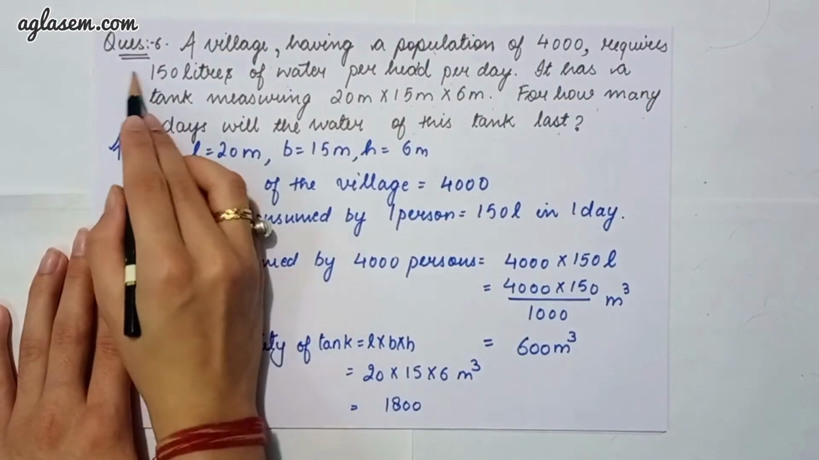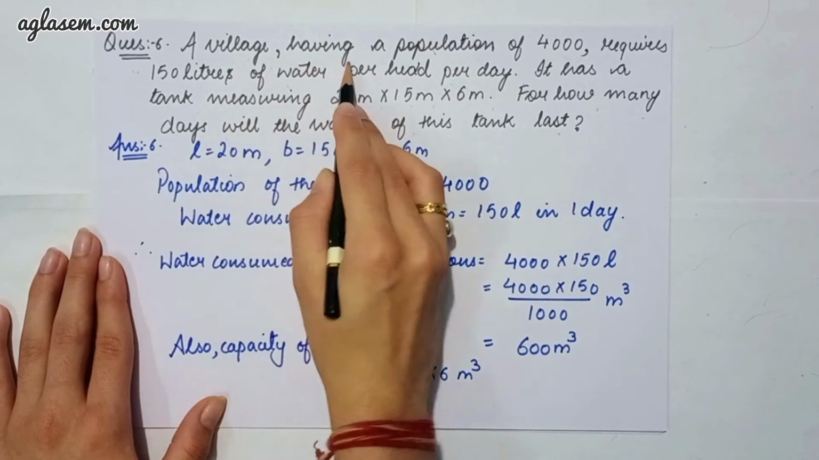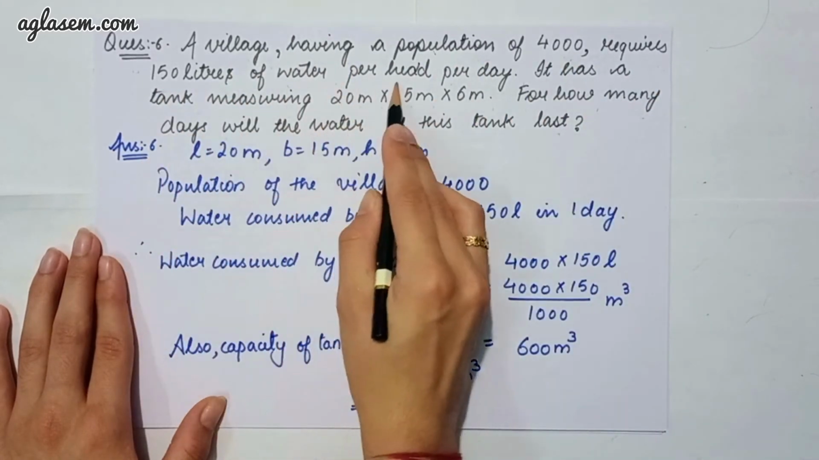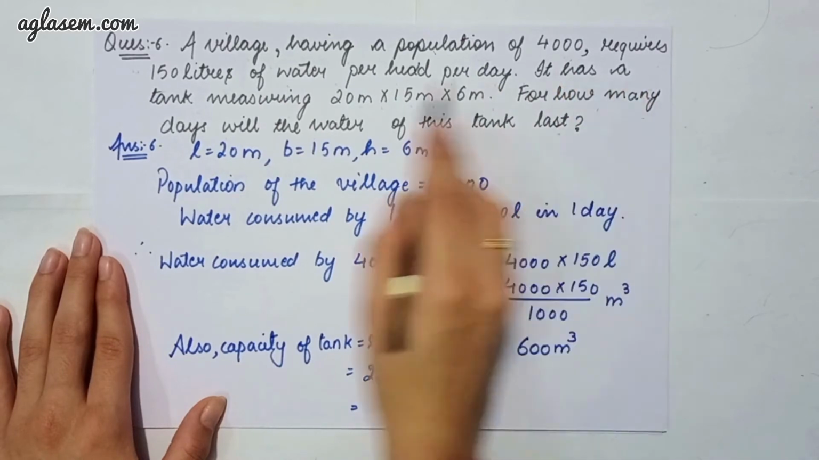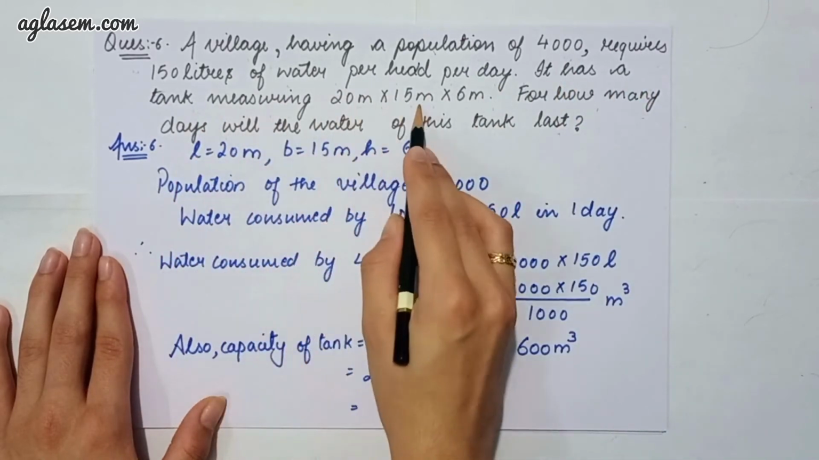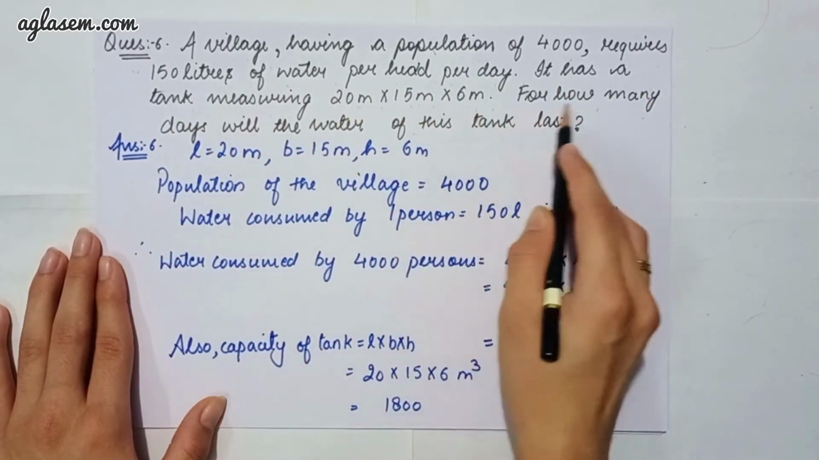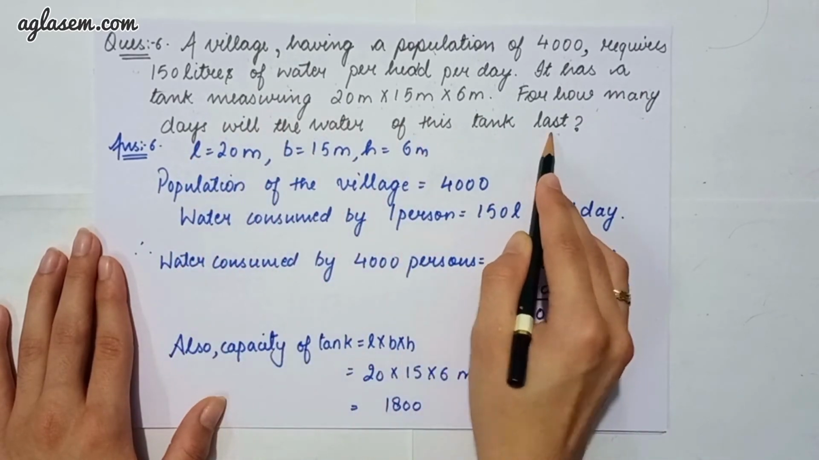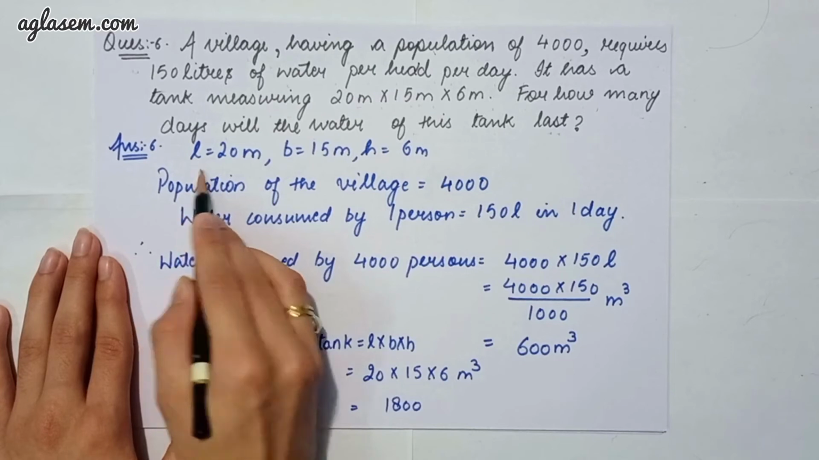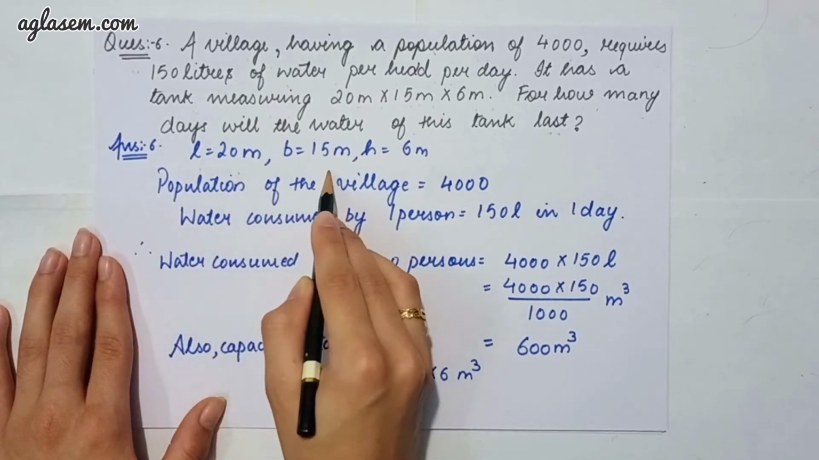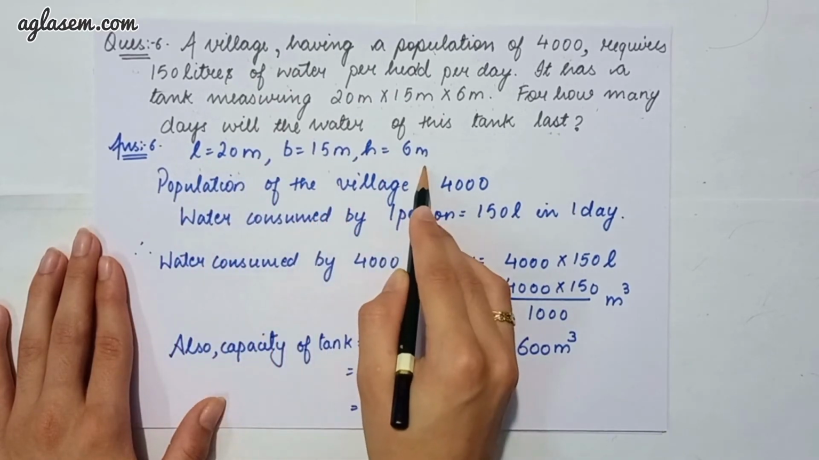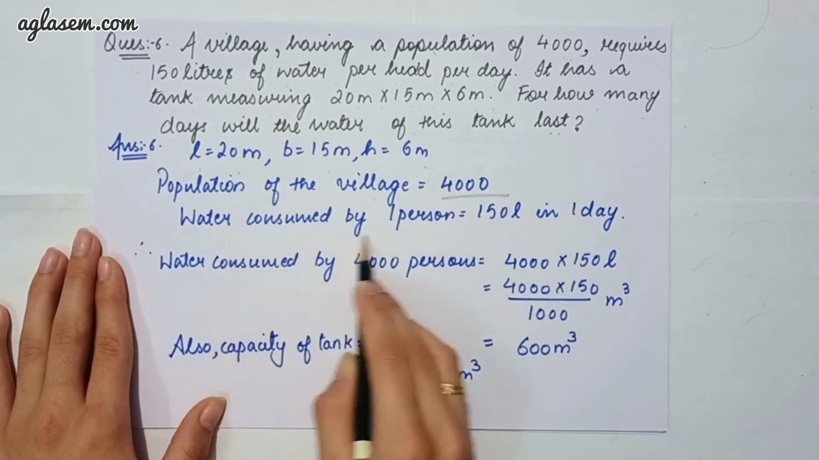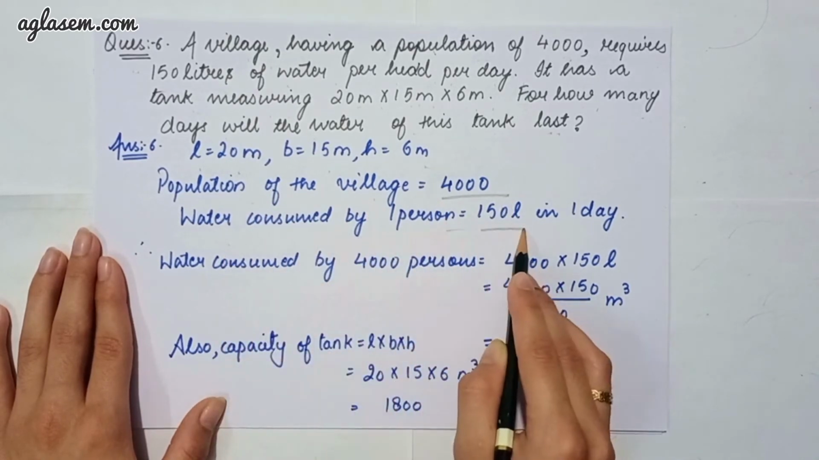Moving to question number 6, which says a village having a population of 4,000 requires 150 liter of water per head per day. It has a tank measuring 20 meter, 15 meter and 6 meter. For how many days will the water of the tank last? So here the answer is, that is length 20 meter, breadth, that is 15 meter, height, that is 6 meter. Population of village, that is 4,000. Water consumed by one person, that is 150 liter in one day.